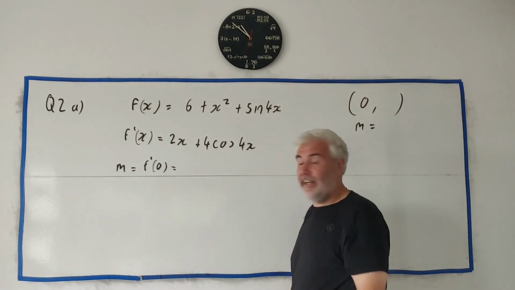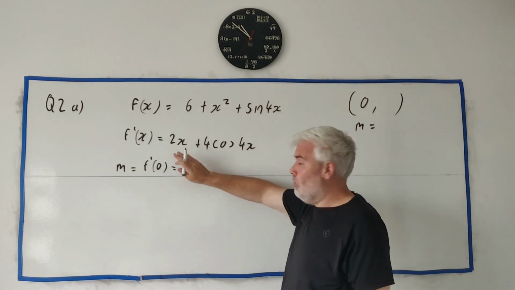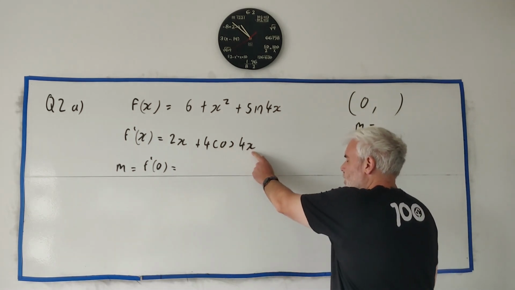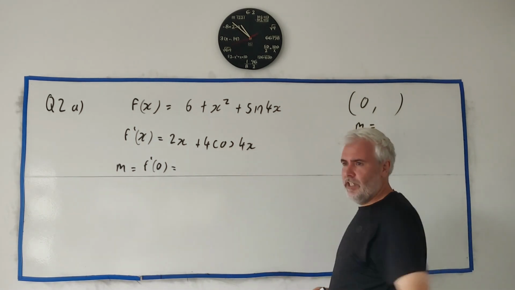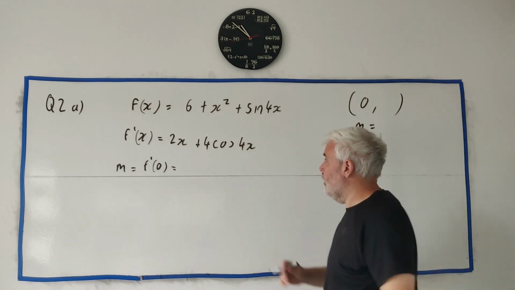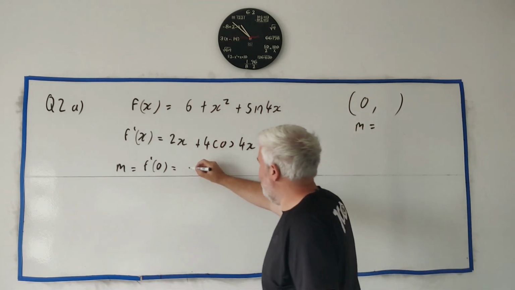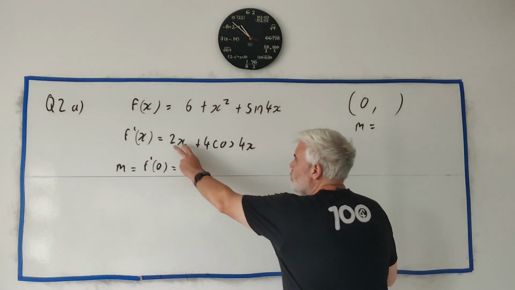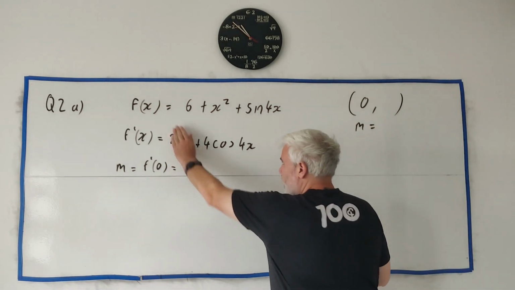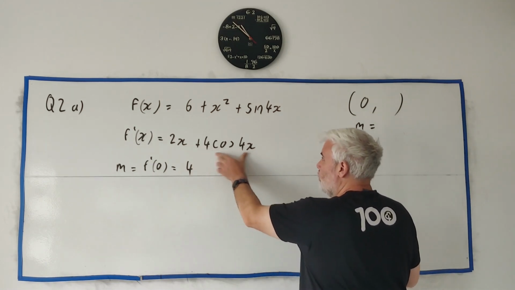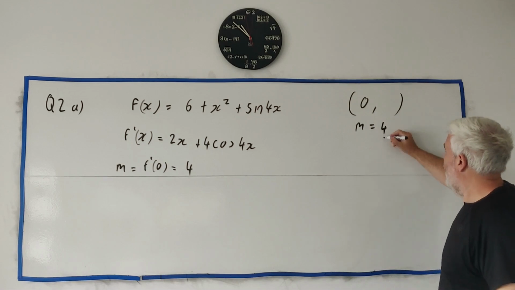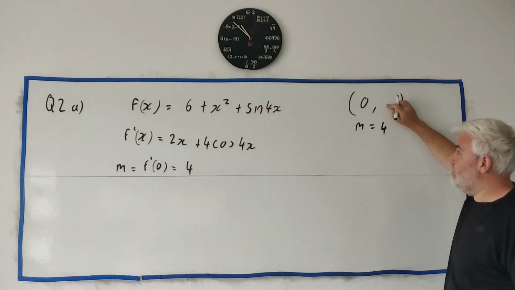We can just fill that in. We can get that right now. 2 times 0 is 0. 4 times 0 is 0. Cosine of 0 is 1. So 4 times 1, this all just comes out as 4. Put it in your calculator. Let me go through that again. 2 times 0 is 0. It's gone. 4 times what turns out to be 1 is 4. The slope is 4. All we're now looking for is this point.